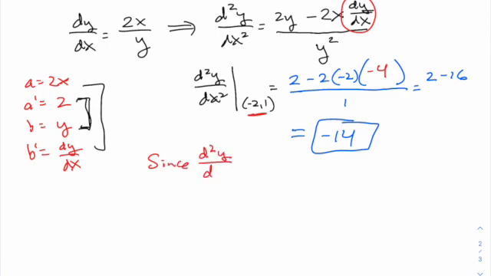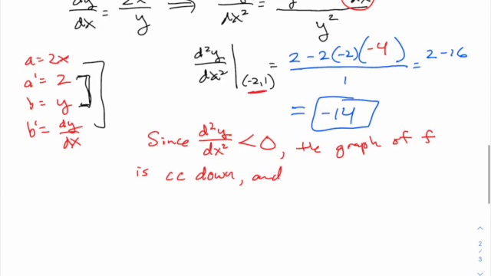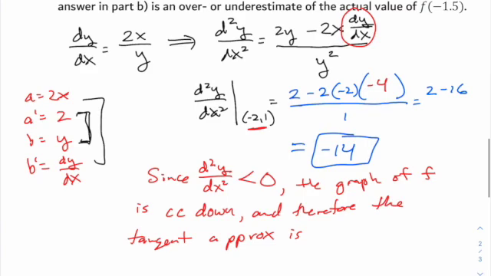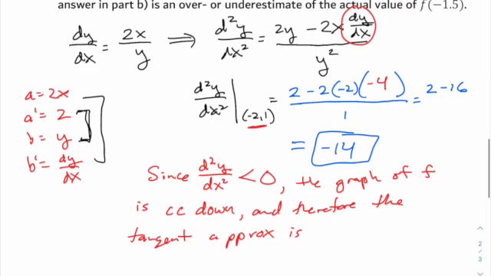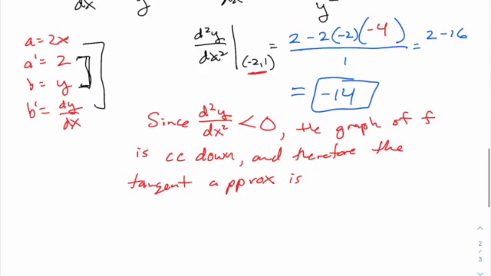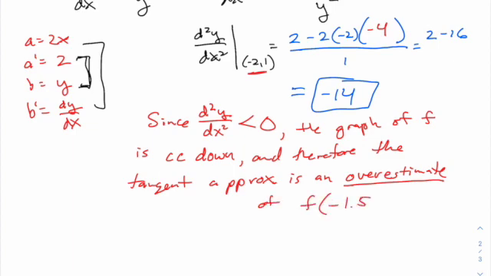So let's see, since d²y/dx² is less than 0, the graph of f is concave down, and therefore the tangent approximation, and I'm just trying to word it in terms of how they asked it. They wanted to know, is your answer an over or underestimate of the actual value? So the tangent approximation is an overestimate, right? We're over the curve. It is an overestimate of the actual f(-1.5).